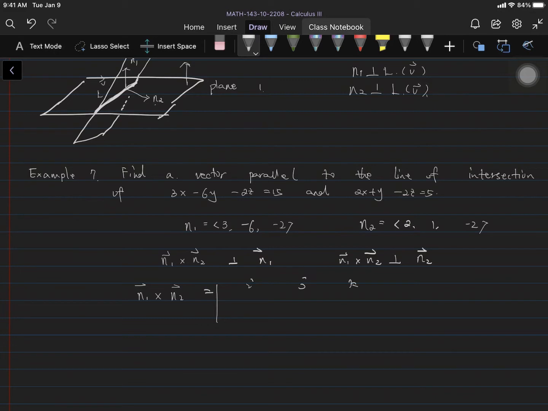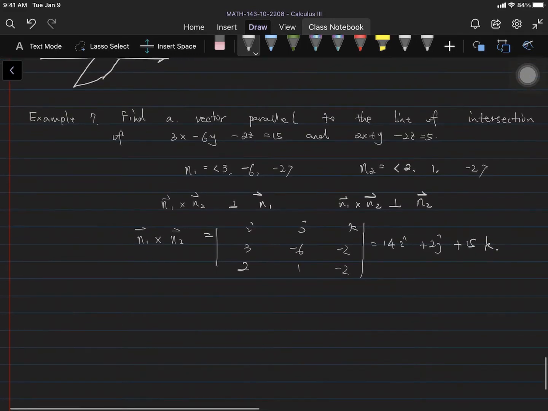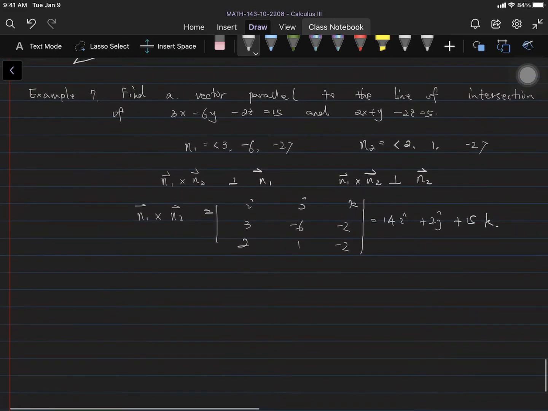i, j, k; 3, -6, -2; 2, 1, -2. And we just calculate this cross product. And the answer is 14i, 15k. So we find a vector parallel to the line of intersection. That is the vector we're looking for. Since it only needs to be parallel, the scalar, length, or magnitude doesn't matter. We just need the direction, so we can just write down the answer like this.